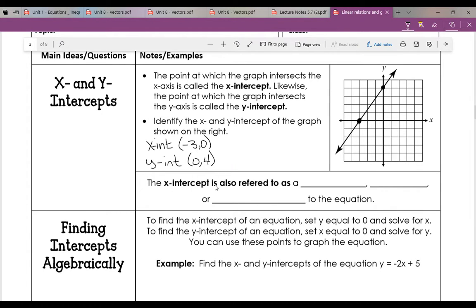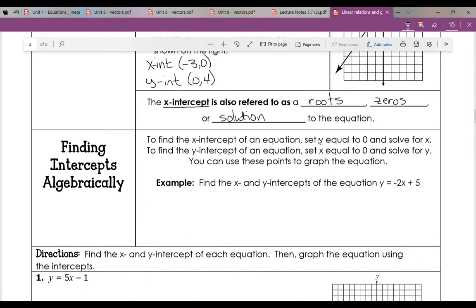All right. The x-intercepts are also referred to as roots, zeros, or solutions. Now, we will not get into roots and zeros for another chapter or another lesson, I should say. But just keep in mind, when you see the word roots, you see the word zeros, you should automatically think x-intercept. Now, to find the x-intercept of an equation, you set y equal to 0 and solve for x.